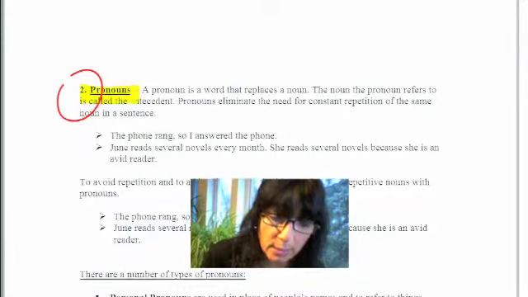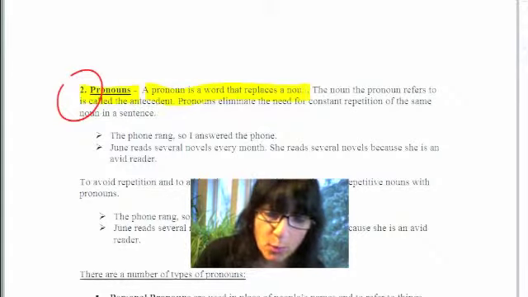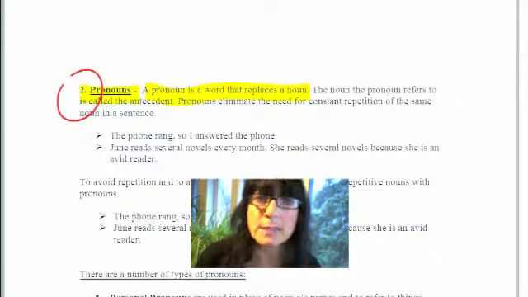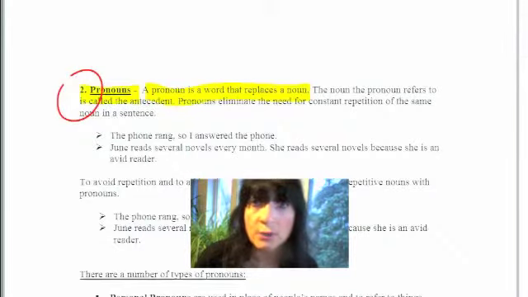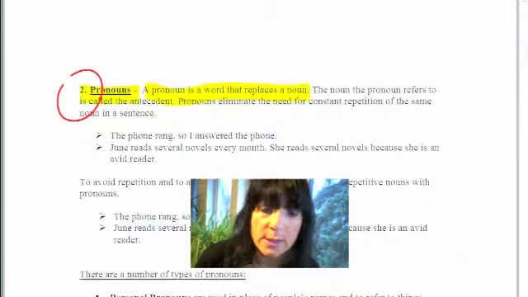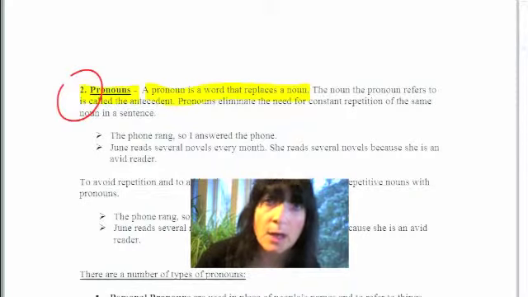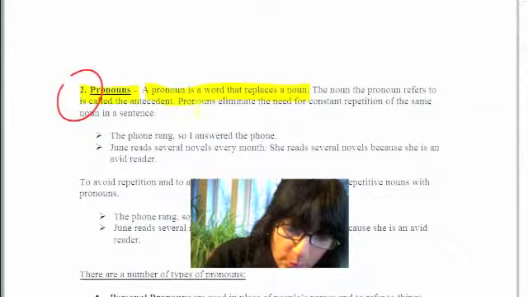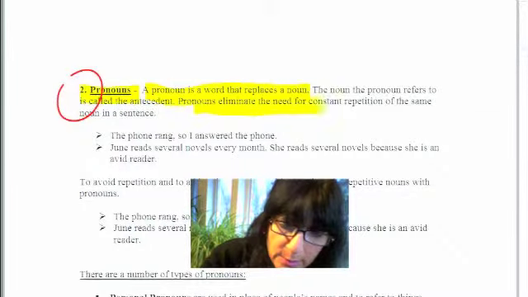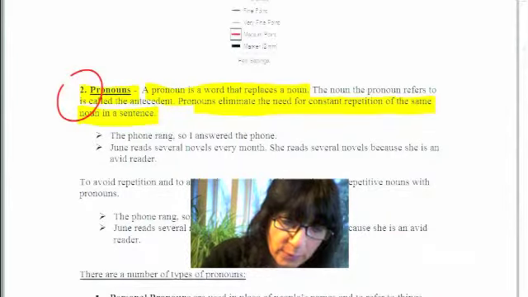A pronoun is a word that replaces a noun. So instead of repeating the same word over and over, instead of saying John went to the store, John bought an apple, John then went to the movies, you would replace the noun with he, she, rather than being repetitive. So the purpose of pronouns is to eliminate the repetition of the same noun in a sentence. Let's take a look at these examples that I provided for you.